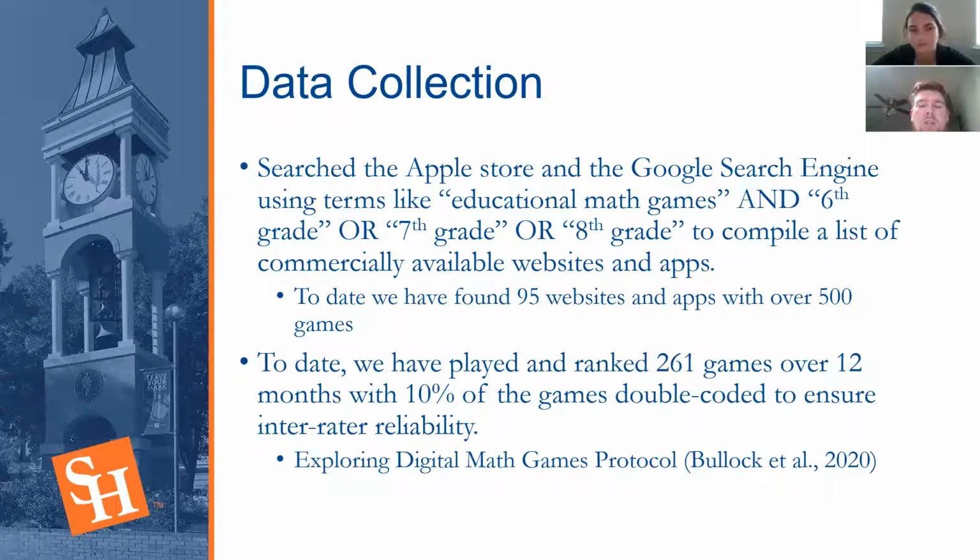So to date we have also played and ranked 261 games over 12 months, with 10% of the games double coded to ensure inter-rater reliability, using the exploring digital math games protocol. What we did before we started, 2 people, Jillian and I, had to play the same game. The reason why we did this is so we could grade on the same categories and get a consensus of how to grade these games.